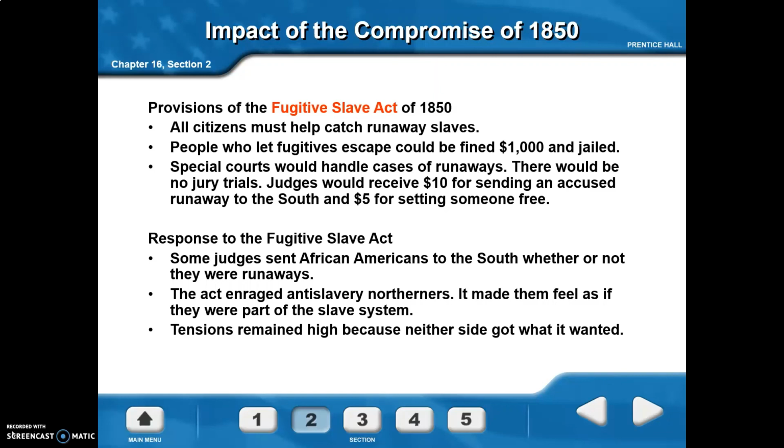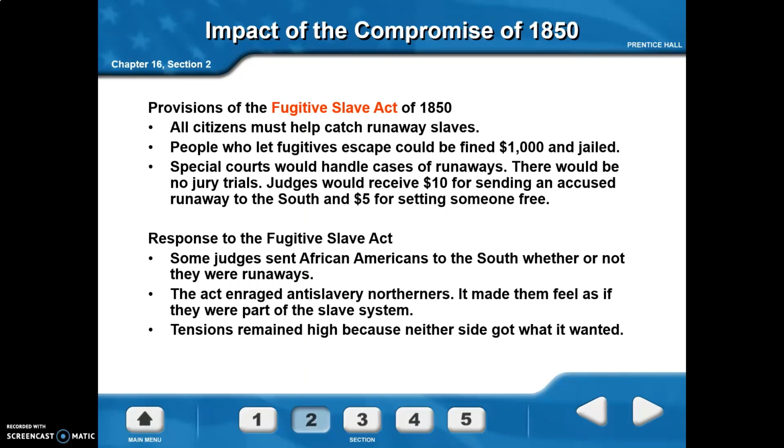And here's the response to the Fugitive Slave Act. Some judges, like I said, sent African Americans to the South, whether they were runaways or not. This act made the anti-slavery abolitionists very upset. They felt that they were a part of this whole slave system. If they had to catch them and bring them to these courts, then they would go back to their slave owners. This upset many Northerners because they felt that they were part of the slave system and they did not want to be a part of that, like the South was a part of the slave system.